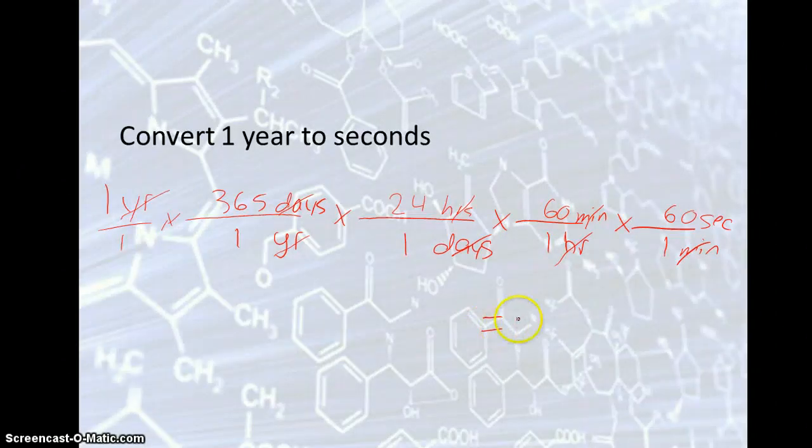And when I multiply these numbers, I get a huge number. I get 3.15 times 10 to the 7th seconds.